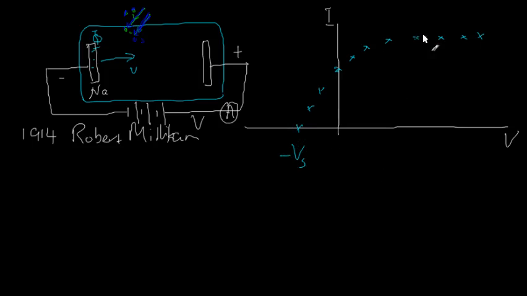So this is the kind of graph that Millikan actually obtained. So the graph looks like this.